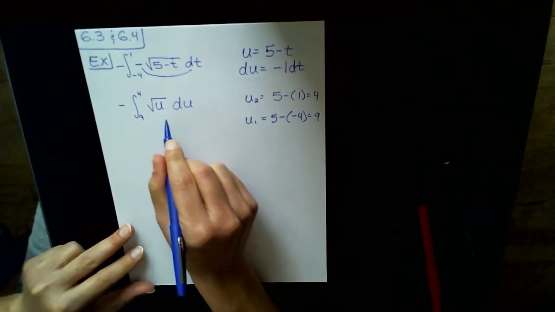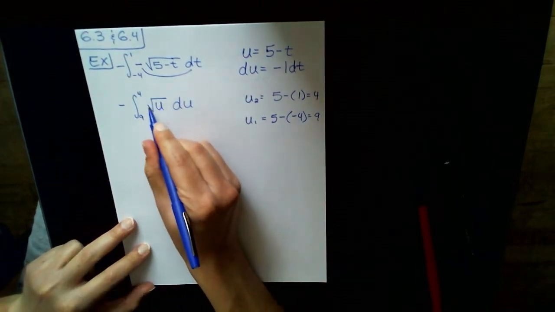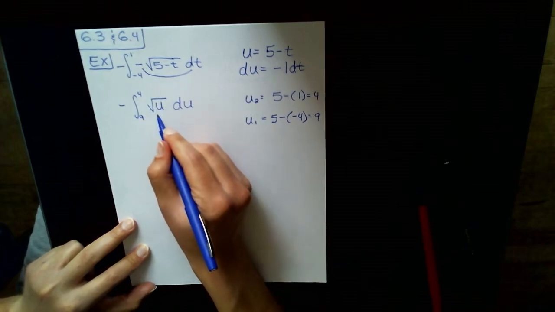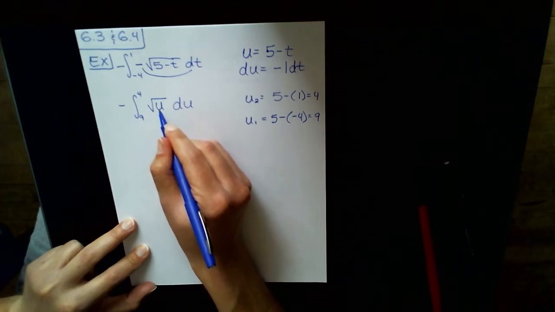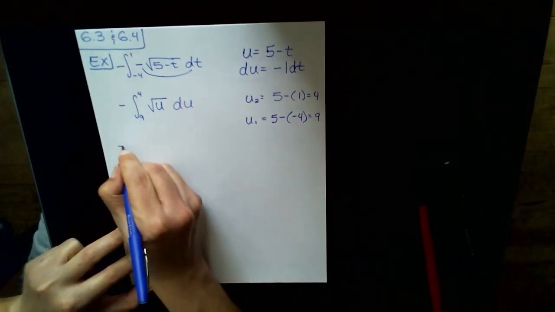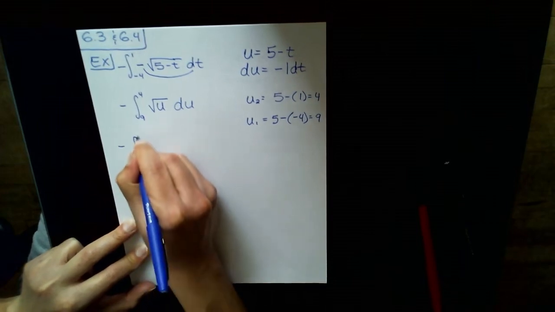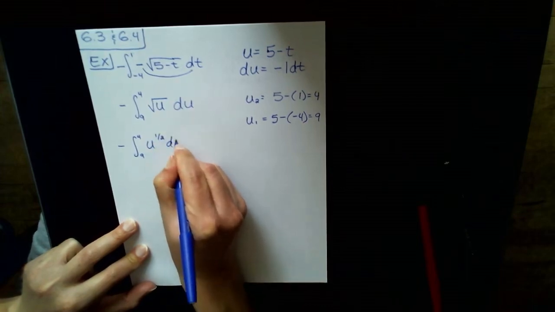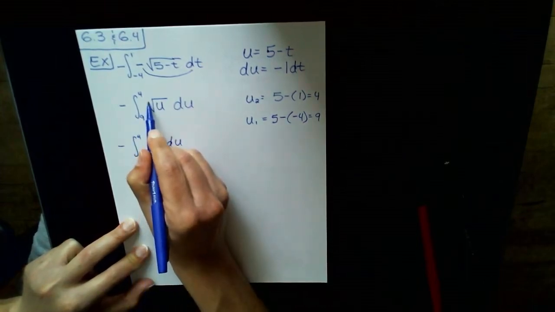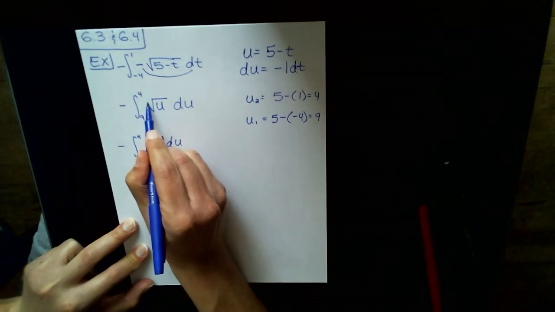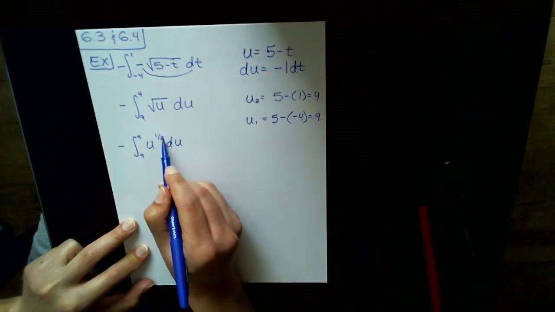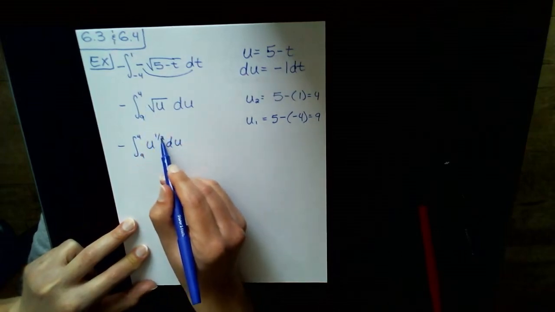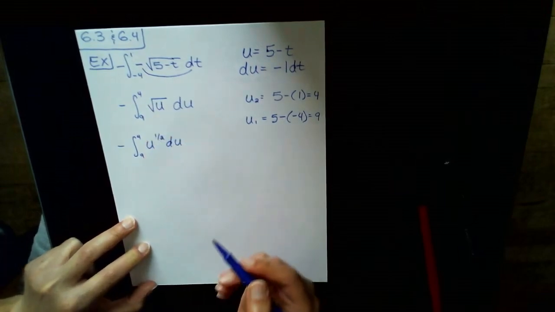And notice from here, we can't take the integral of square root of u. So just like when we dealt with derivatives in the past, to take this integral, we are going to have to change it to an exponent. We get the negative integral from 9 to 4 of u to the 1/2 du. Remember, whatever index value you have here becomes the denominator of your exponent. So if this were a cube root, we'd have 1/3. If it's a fourth root, 1/4, and so on.